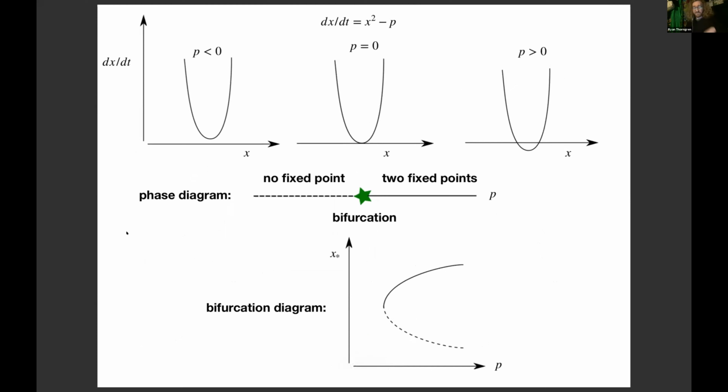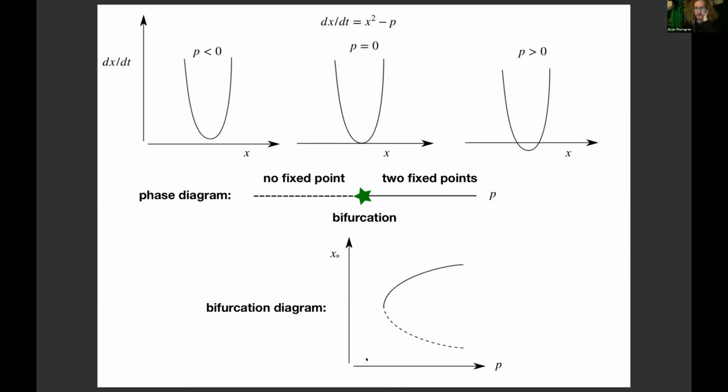Okay, so one more thing that I wanted to mention about this is that you can give a slightly more detailed story of what's going on than just this phase diagram by drawing what's called the bifurcation diagram, where what we're going to do is plot the fixed points x star as a function of the parameter p. So around here is p equals 0.